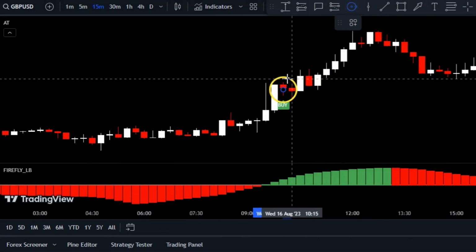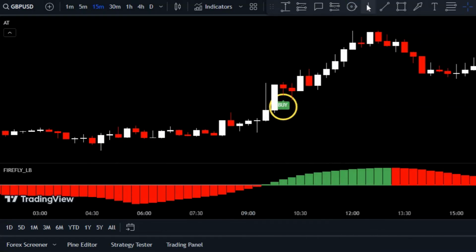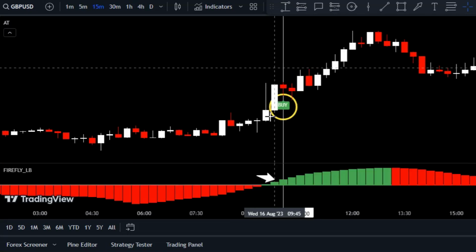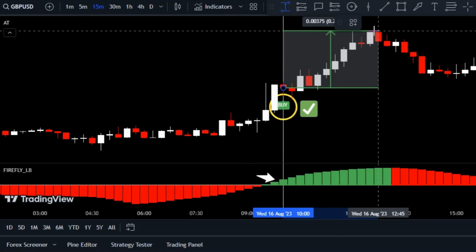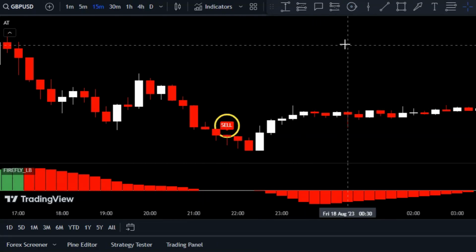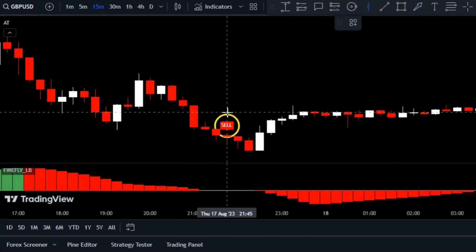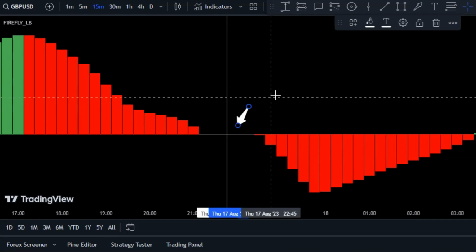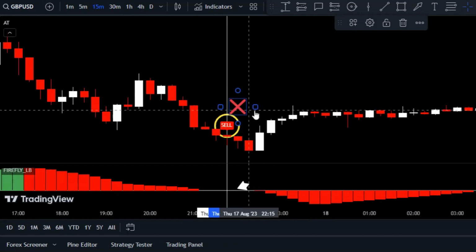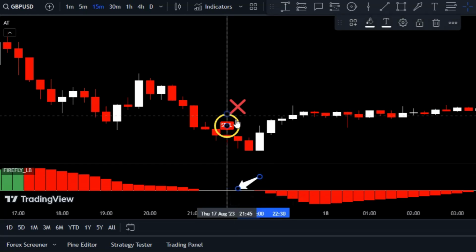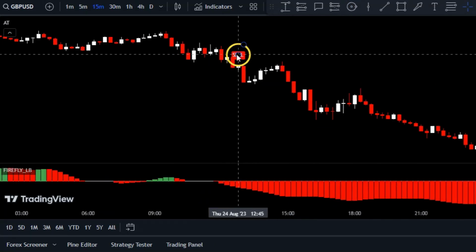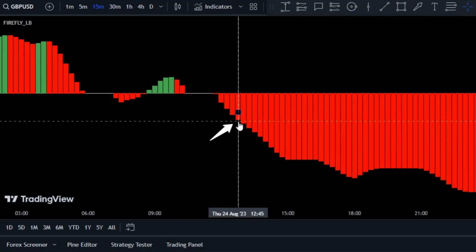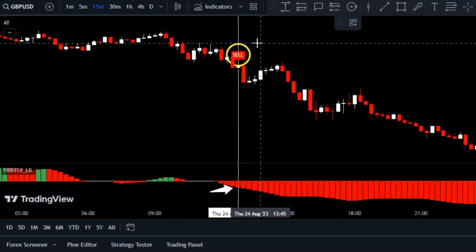For example, let's say you have a buy signal and the Firefly Oscillator histogram is green, validating the signal. In the next scenario, there's a sell signal, but no histogram is presented in the Firefly Oscillator. In such cases, it's wise to hold off on the trade. Lastly, in another instance, a sell signal appears and it's backed by a red histogram in the Firefly Oscillator, further confirming the signal.